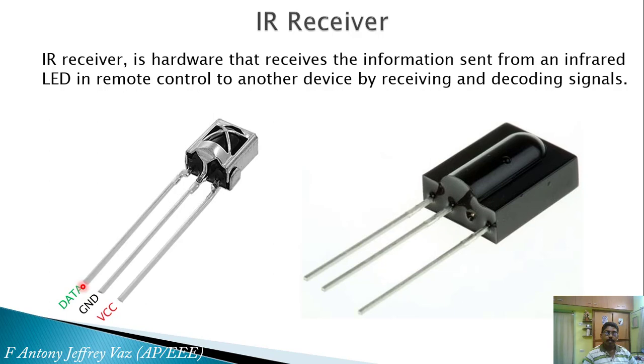This is also another type of IR receiver. Both IR receivers are the same. They differ by their part number and model. You can see the same pin configuration is here. We have VCC at the third pin and ground at the second pin, and the first pin is the data out pin. You can get the data just transmitted from the IR LED. The IR LED transmits the data. You can receive that data at the first pin of the IR receiver.